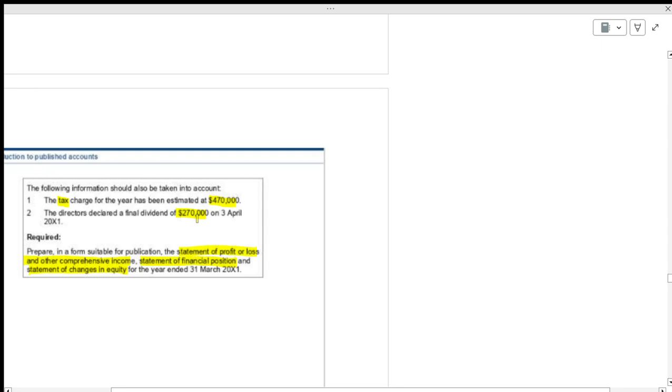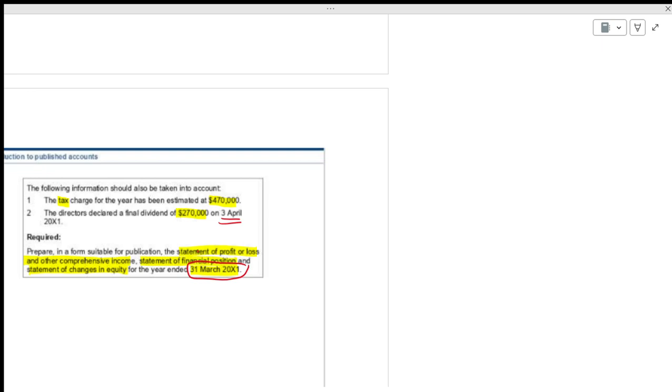When we are preparing, that's most important. The directors declare dividends. We are preparing on 31st March. But when they are paying dividends, they are paying on 3rd April.